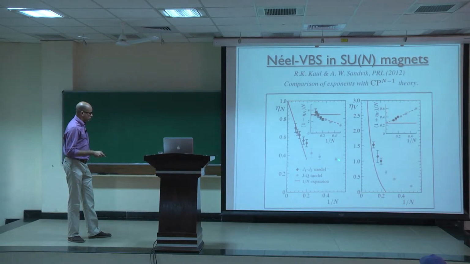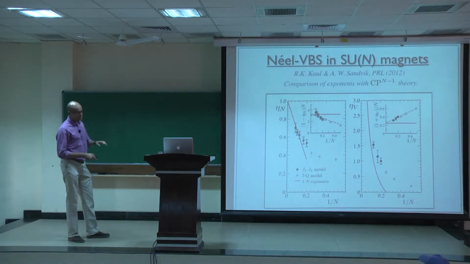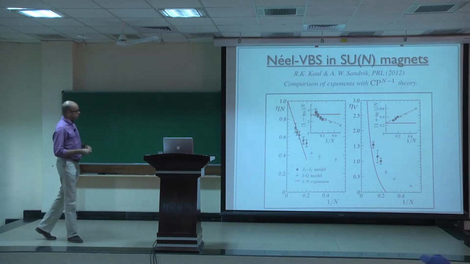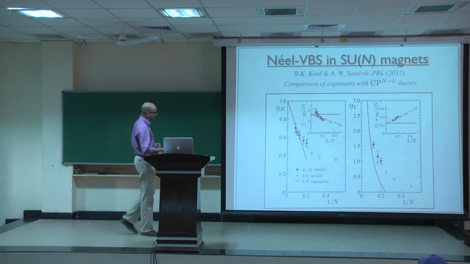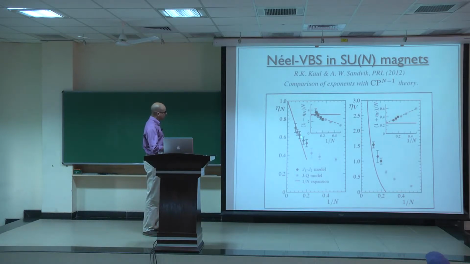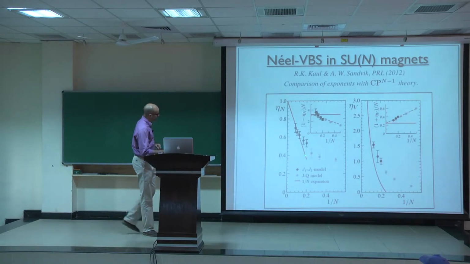So for small n, we do it in the JQ model, and for larger n, we do it in something called the J1, J2 model. It doesn't matter. These are all designer models which allow us to reach the critical point and study critical phenomena. And this is eta n, and this is eta v, and the red line is the 1 over n expansion.